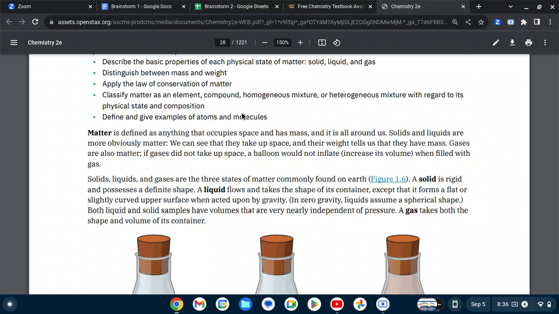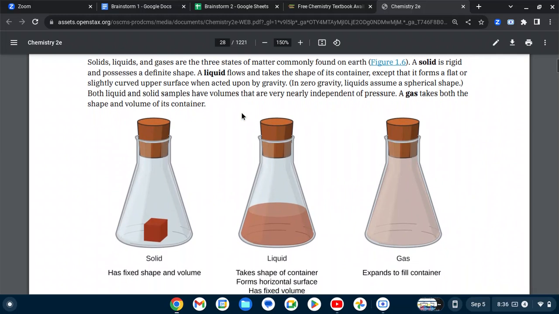Matter is defined as anything that occupies space and has mass, and it is all around us. Solids and liquids are more obviously matter. We can see that they take up space, and their weight tells us that they have mass. Gases are also matter. If gases did not take up space, a balloon would not inflate when filled with gas. Solids, liquids, and gases are the 3 states of matter commonly found on Earth.